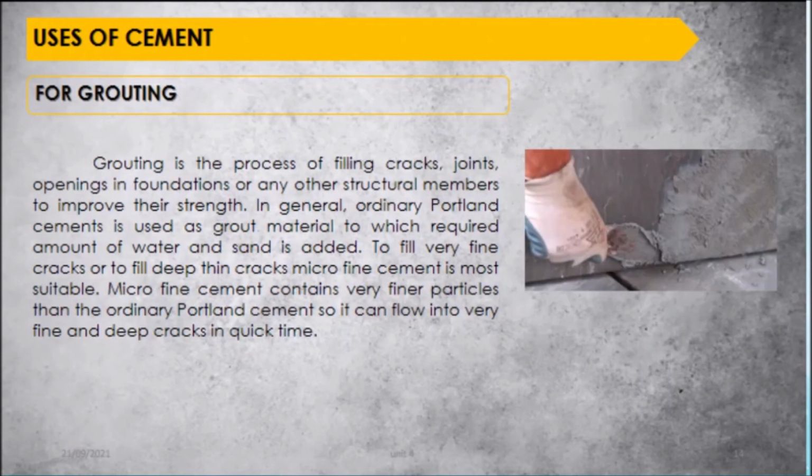Next is for grouting. This is very common. Grouting is the process of filling cracks, joints, openings in the foundations, or any other structural members to improve their strength. In general, ordinary Portland cement is used as grout material to which the required amount of water and sand is added. To fill very fine cracks or to fill deep, thin cracks, microfine cement is most suitable. Microfine cement contains much finer particles than ordinary Portland cement, so it can flow into very fine and deep cracks in quick time.